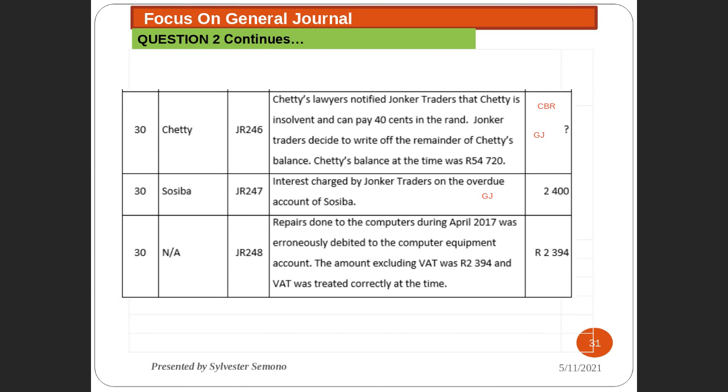The repairs done to the computer during April was by mistake debited to the computer account. So where will you record this one? The last one. We are on fire. Thank you so much. I appreciate it. Guys, this is what you have to do when you are writing the exam so that you do not waste time. So please take a picture of this, guys, so that we can continue.